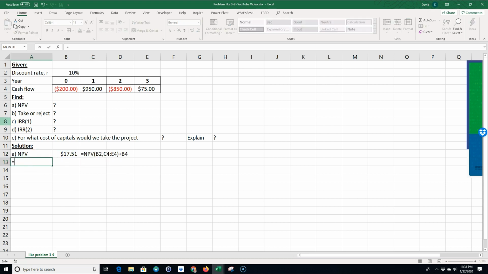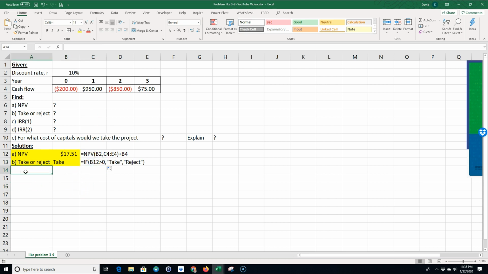So part B, take or reject. Well, the decision rule is if this is positive, then these cash flows are going to be worth it, because you get a positive value when you take them all back to the present. So I could actually code this so it gives me the answer automatically. I could say equals IF this is positive, which would be greater than zero, well, if it's true, I would say take. If it's false, I would say reject. And of course, this says take. So I could have typed take in there, right? But it's kind of cool to have Excel figure it out for you.